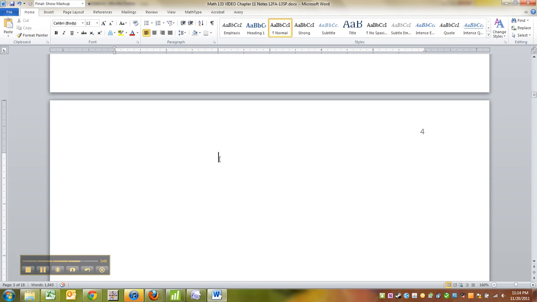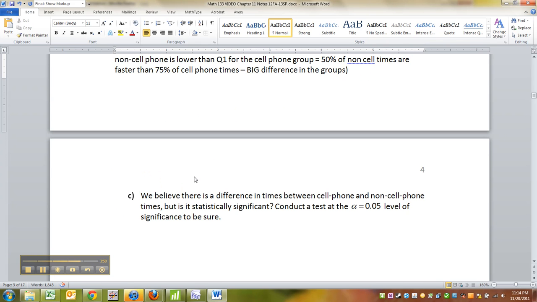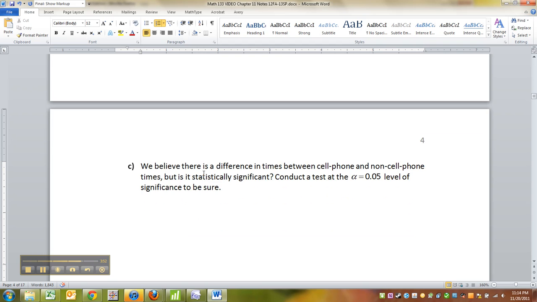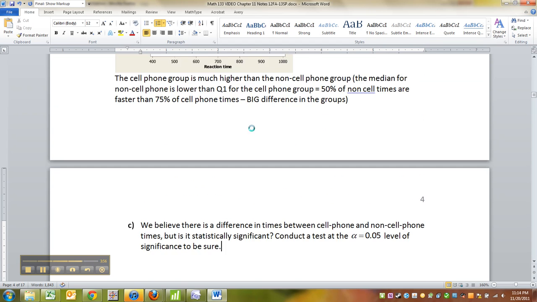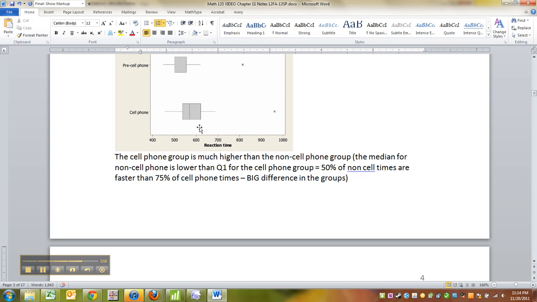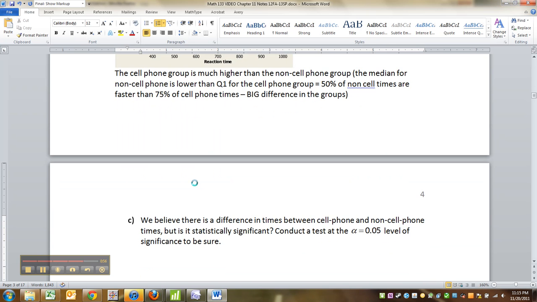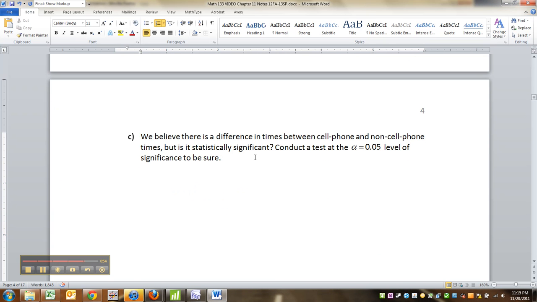Okay, so there's that. Then we believe that there's a difference in times between cell phone and non-cell phone, but is it statistically significant? So we saw that there's a difference right here. We can see it visually, right? That this group is much higher than this group. So it's taking them a lot longer. So we're going to conduct a test at the alpha equals 0.05 level to be sure.